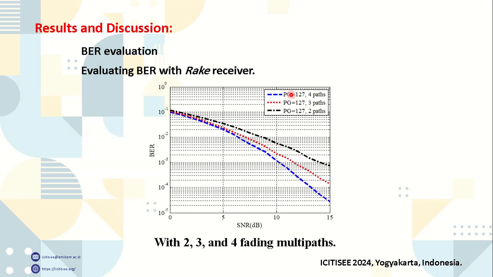This figure shows the performance of the rake receiver with 2, 3, and 4 path multipath fading. And as we can see, as the number of paths increases, the performance is enhanced. Here for 2, 3, and 4. And as we said, the rake receiver harvests the energy from all the paths and uses all the paths at the decoder. Hence, it enhanced the performance of the system.